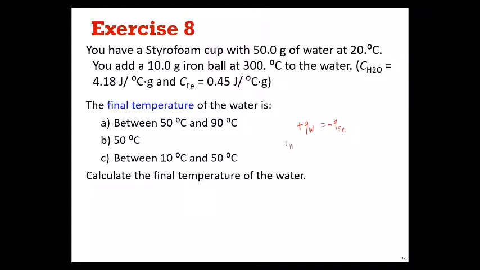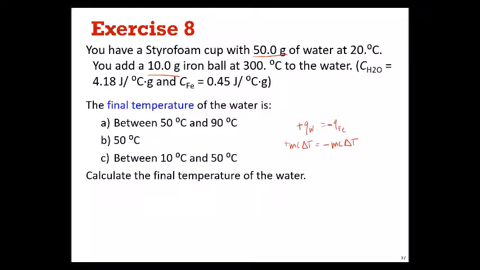So this is the positive MCΔT over here, and we're using MCΔT because these are measurements that are in grams. Now they could give you these also in moles, so you might have to use the nCΔT version of it rather than the mCΔT. And this side would be the negative mCΔT over here. And then it really is just plug and chug.